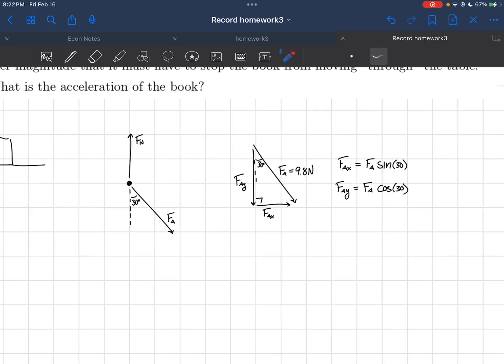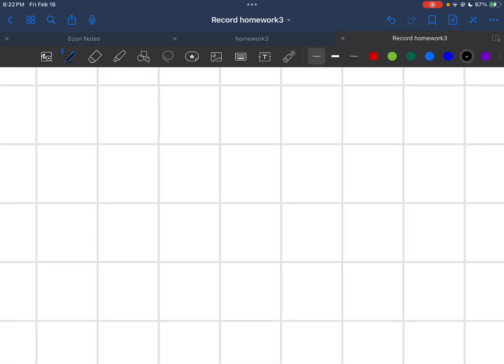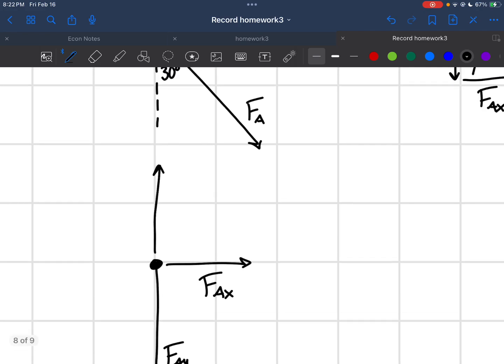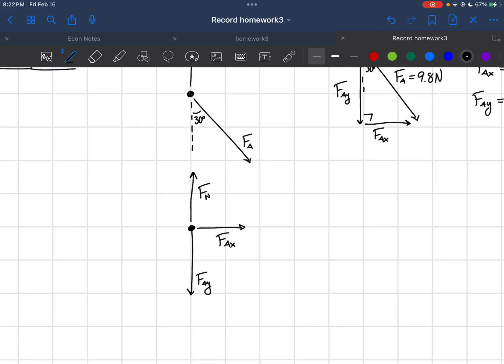So I have it all broken into components, and I'm just going to draw myself another little force diagram to show the components. So I have my FAY going down, I have my FAX going to the right, and I have my normal force going straight up.